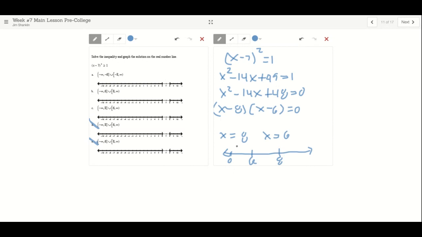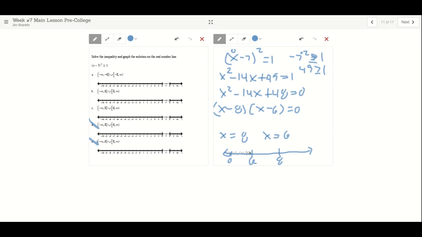And I've learned from many years of doing this that if it's shaded on the outside, it's going to be on the outside of both. And if it's not shaded on the outside, it has to be on the inside. So I put 0 in here. 0 minus 7 is negative 7 squared, and I have to put my symbol in there again. So negative 7 squared is 49. Is 49 greater than or equal to 1? Absolutely is. So I know that 0 has to be shaded in.